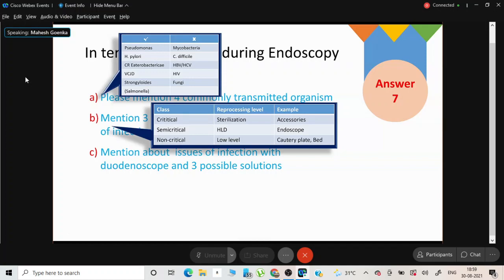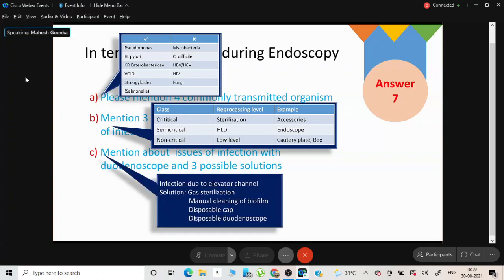Now, mention the major issue for the duodenoscope: it is the elevator channel, and infections are transmitted through the elevator channels. This has been a major problem in the last 10 years, and so companies have made some modifications. Gas sterilization, manual cleaning of biofilm on the elevators, disposable cap, and more recently disposable duodenoscope have been some of the policies to overcome this problem.